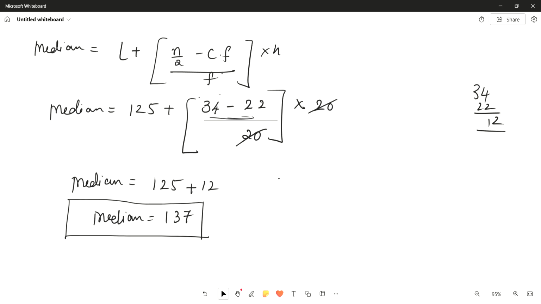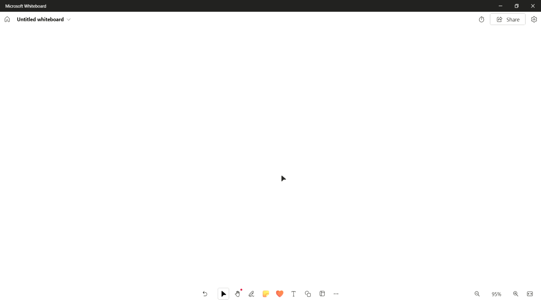It's written. You can also come here only, no? If you have doubts, you can ask. So for the same data, we'll calculate the mode also. Okay, we'll calculate the mode. Now for the same data, we will calculate the mode.